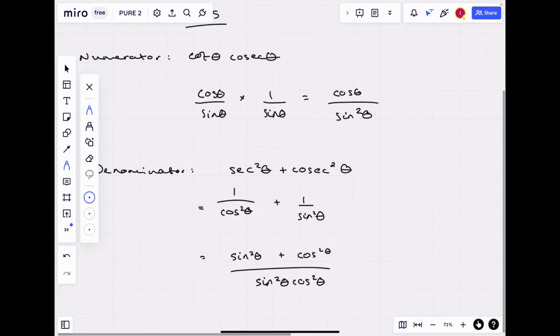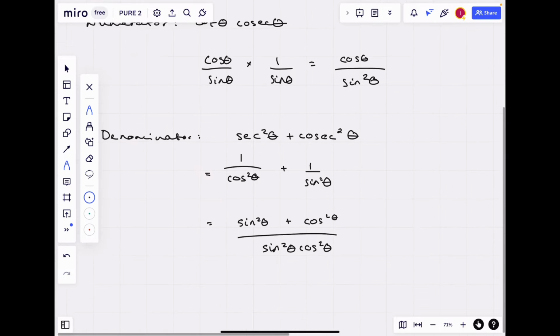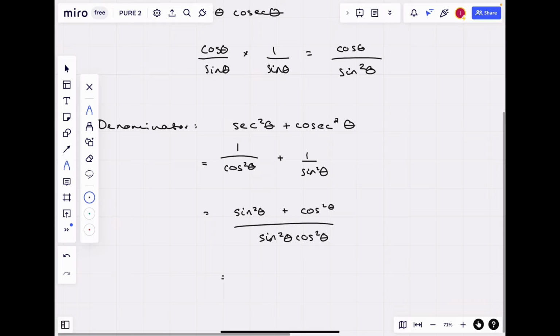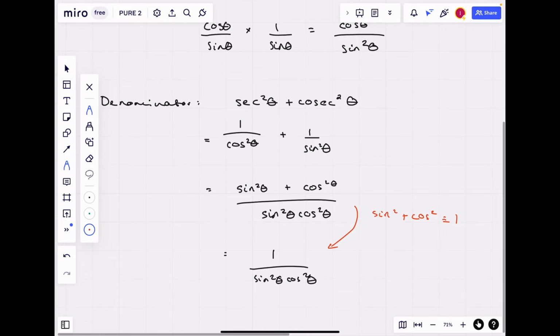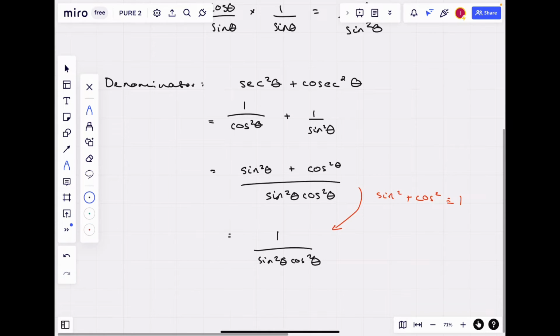Because sine squared cos squared is the lowest common multiple, you have to times the first fraction by sine squared, the second fraction by cos squared. Your identity from last year, sine squared plus cos squared equals 1. So 1 over sine squared cos squared. And to go from here to here, you're using sine squared plus cos squared is 1. You can't go any further from here.